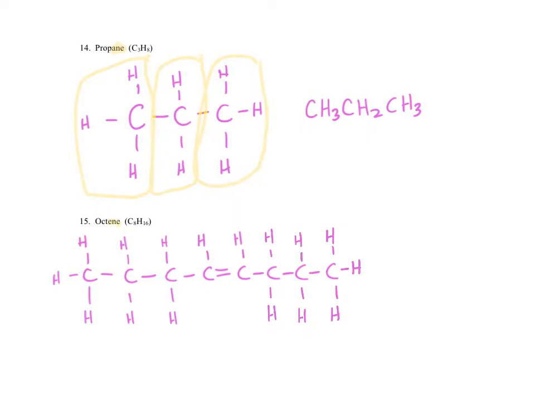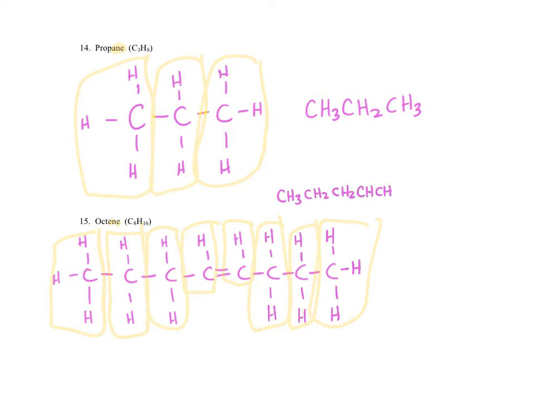And then when you go to draw the condensed formula, again you're going to look at every carbon individually and give its formula. Now this one has 8, so it's going to be a little bit longer, but it's the same thing. So it's going to be CH3, CH2, CH2, CH, CH, CH2, CH2, CH3.